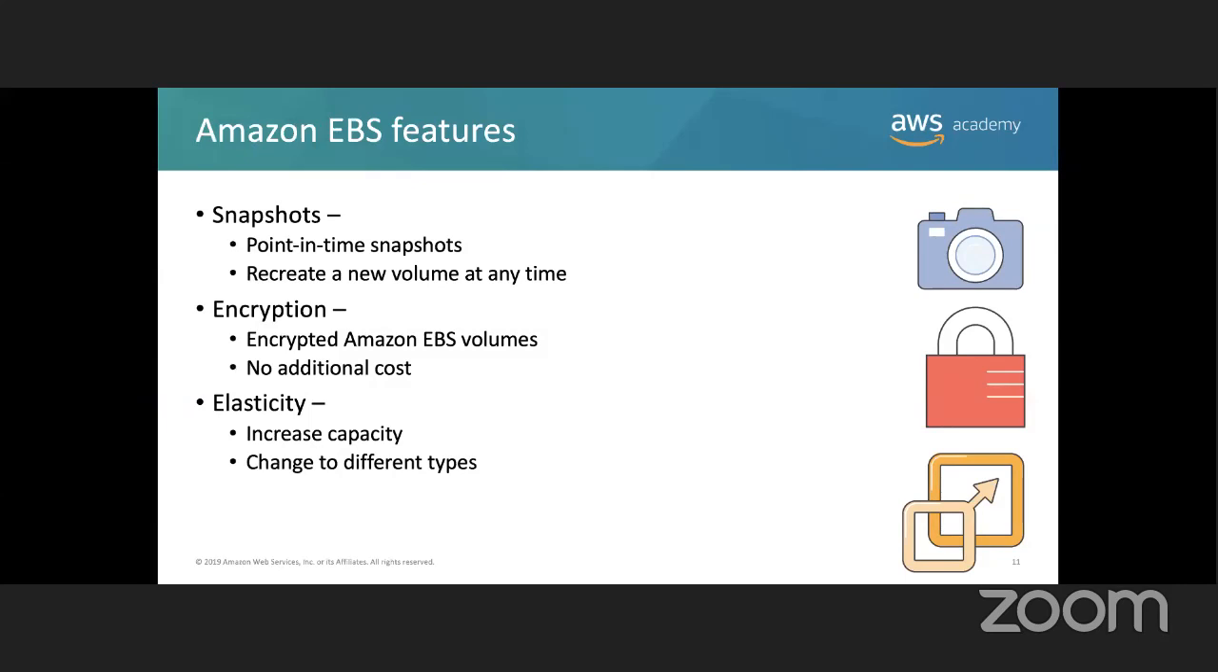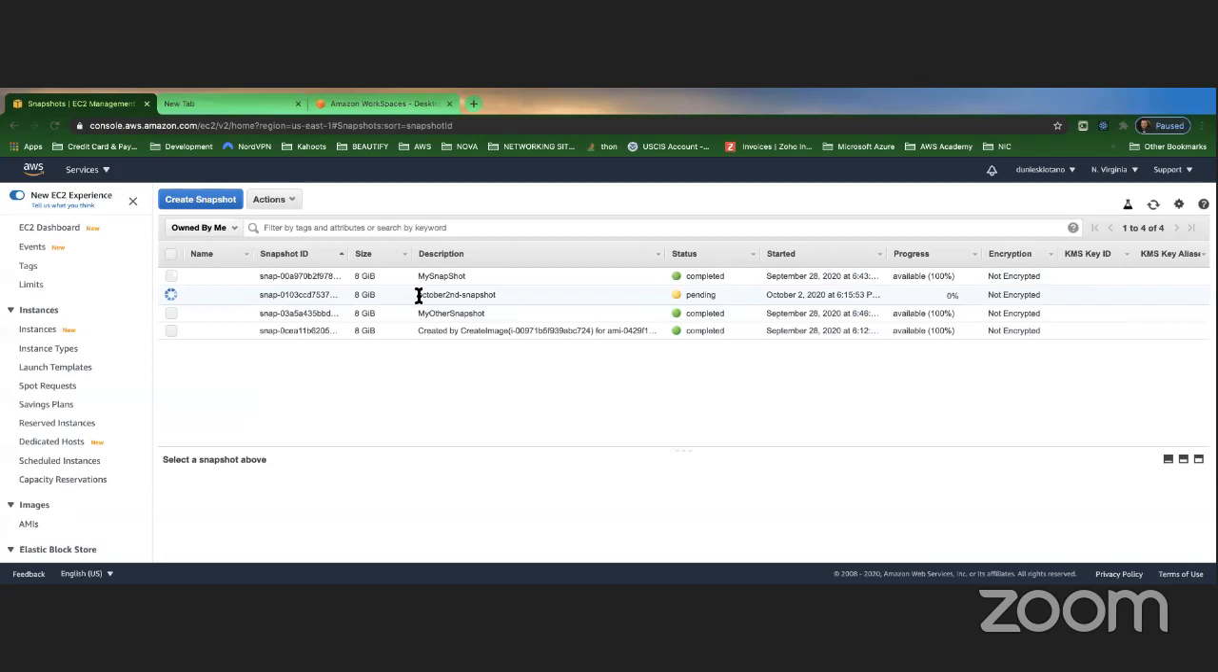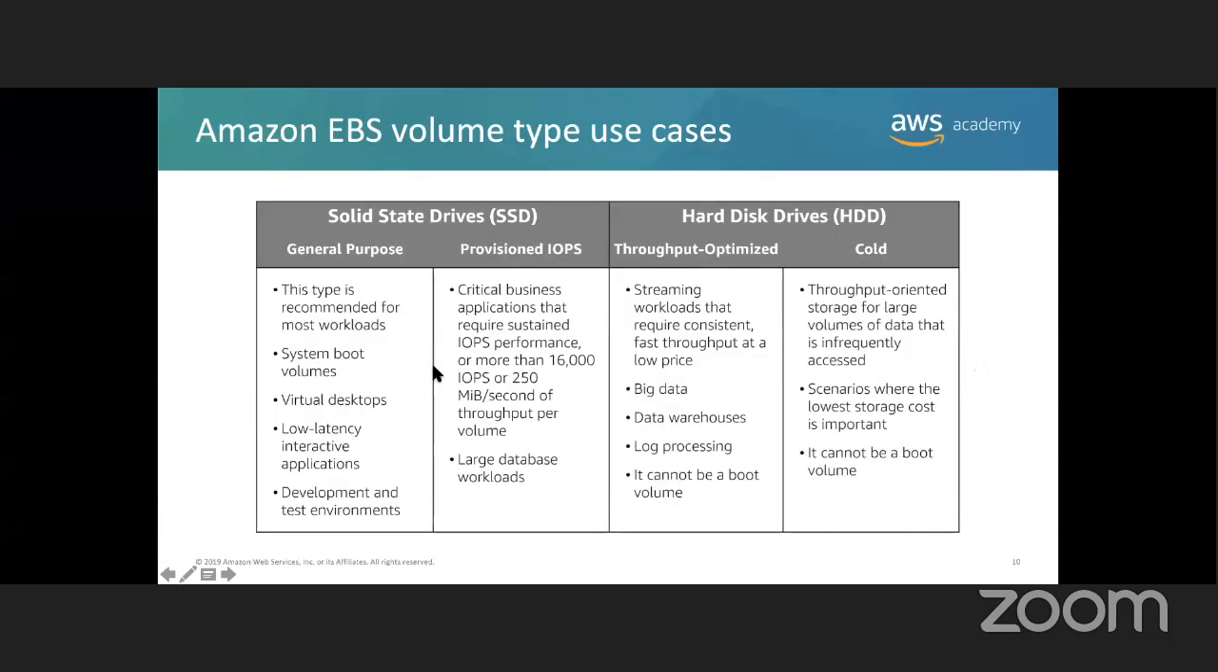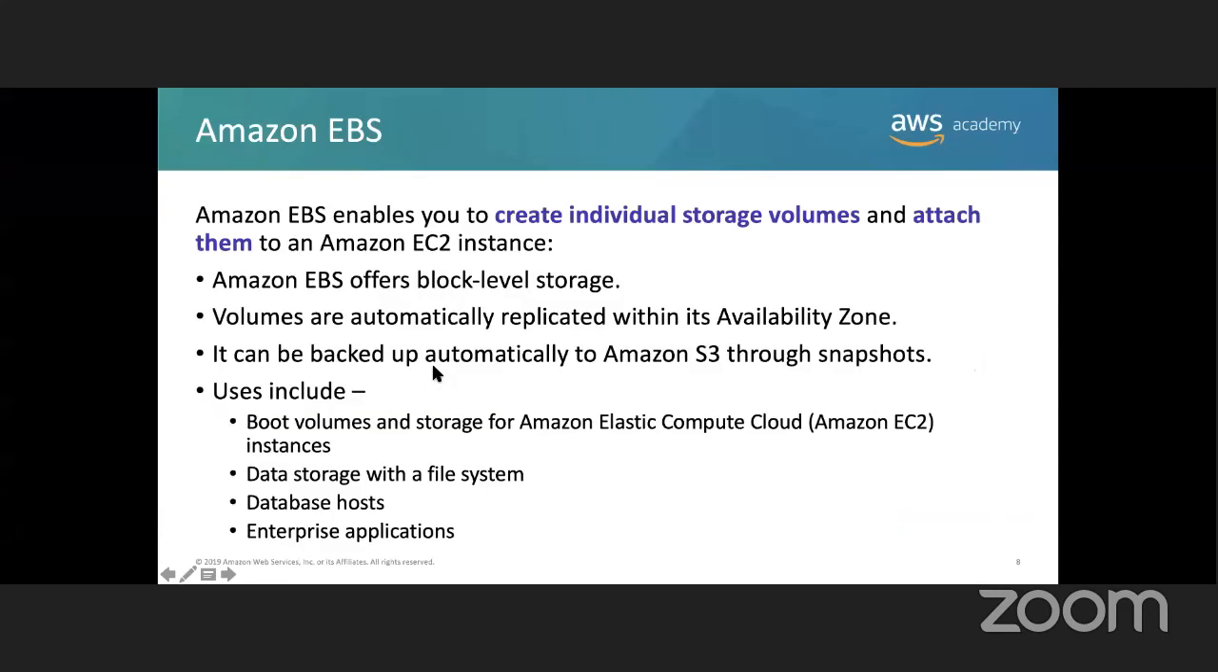Encryption, encrypted Amazon EBS volumes. So that's what I'm doing here. I just took a snapshot and I'm going to encrypt that, okay? Now when I create a volume, I'm going to encrypt that, and the new volume that I create is going to be encrypted, okay? There's no additional cost, right? By doing that, no additional cost.